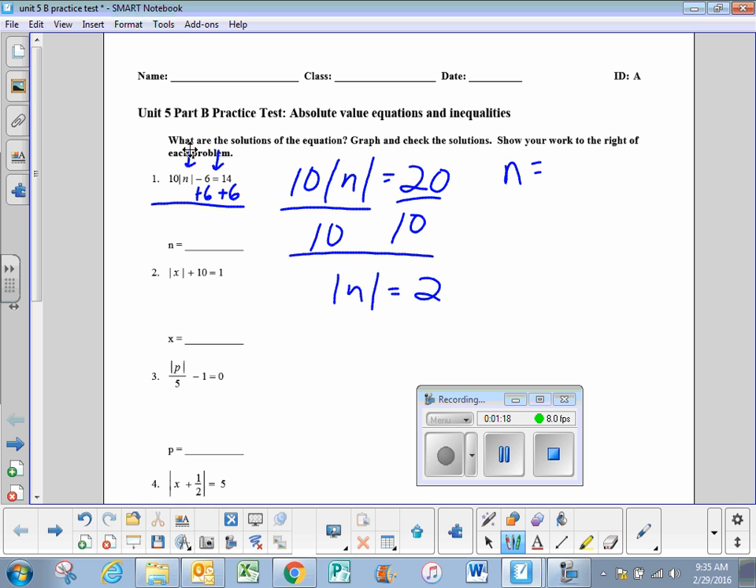All right, n equals 2 or n equals -2. That one was done because we didn't have anything to solve. So those are my 2 answers. Now, how do I know those are right?